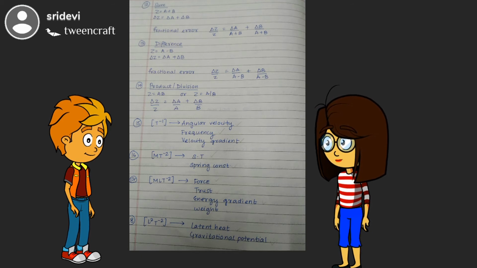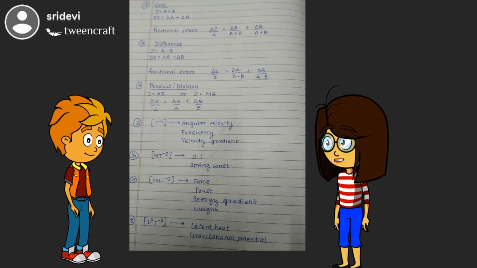So what is the fractional error? It is delta z by z, which is equal to delta a by (a minus b) plus delta b by (a minus b). Next is product or division of two quantities. z is equal to a into b or z is equal to a by b. Fractional error in z will be written the same in both cases, that is delta z by z is equal to delta a by a plus delta b by b.